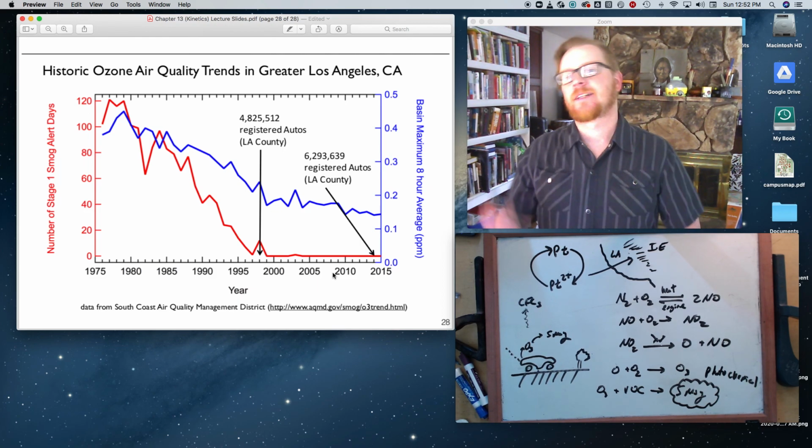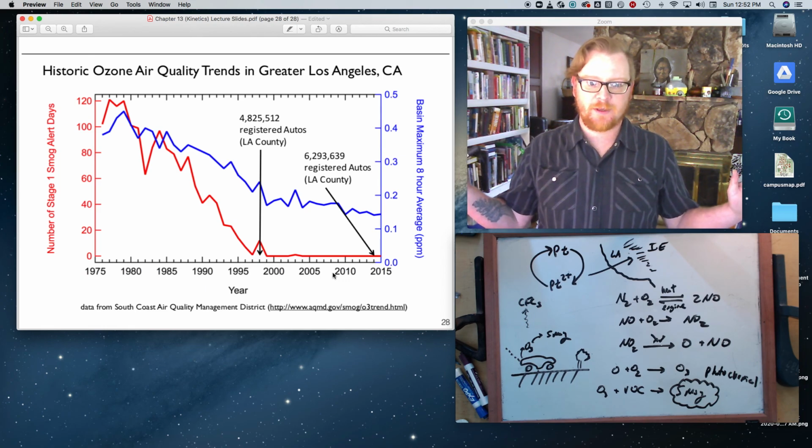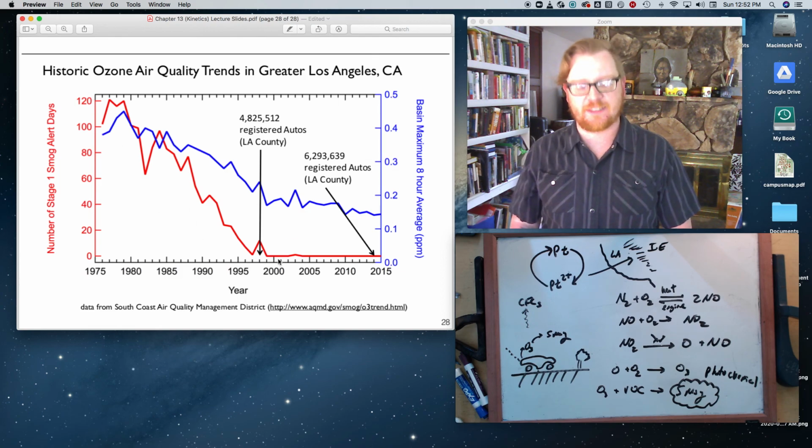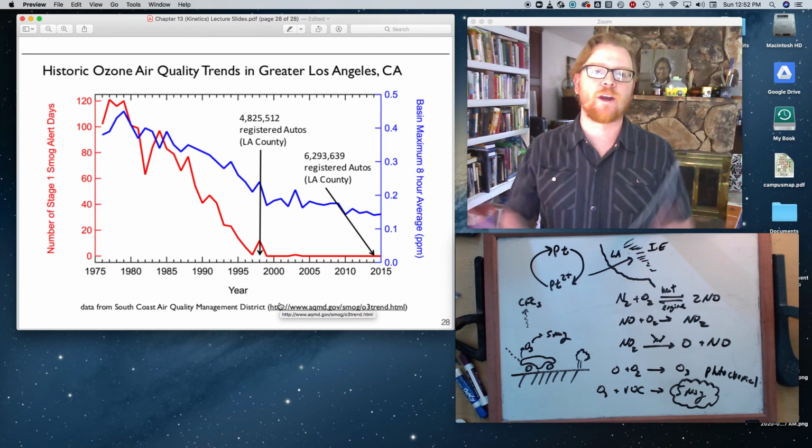Not hybrids, not biofuel, no fossil fuels whatsoever. We're going to see more of these rapid declines in air pollution if we can completely rid ourselves of fossil fuel dependency.